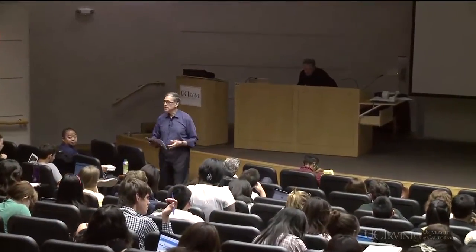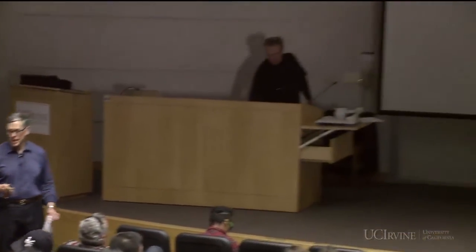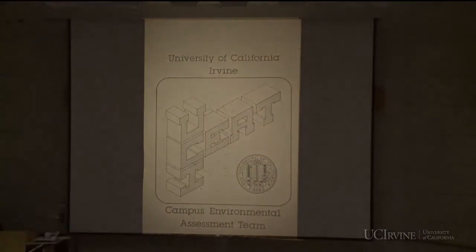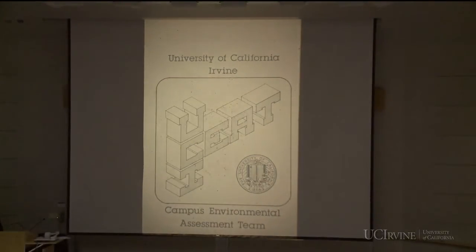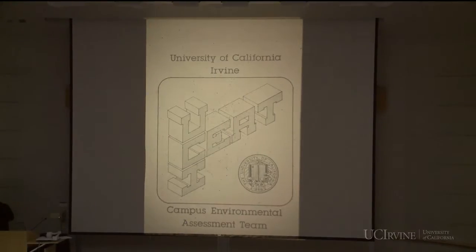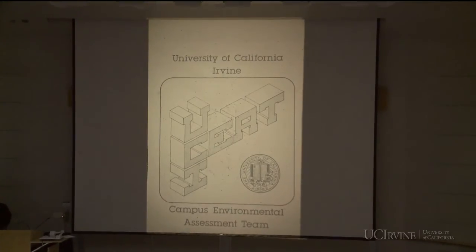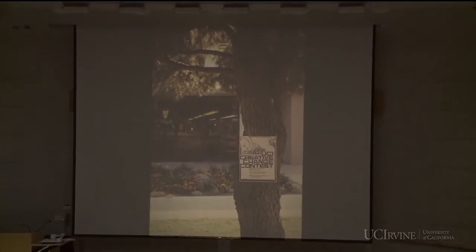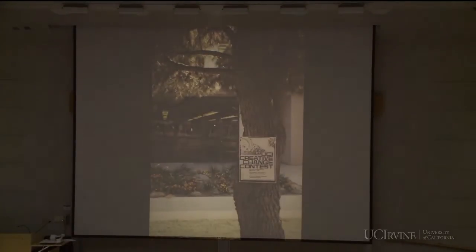on environmental assessment. There used to be at this campus back in the 80s a campus environmental assessment team. We had this team of students going around and doing assessments on the campus, the library, Aldrich Park. A lot of times students were complaining about Aldrich Park being too wet because of the overwatering. And we sponsored a creative change contest where students were invited to send in proposals of things that could be done to improve the campus. And there were a lot of really interesting proposals that came in.